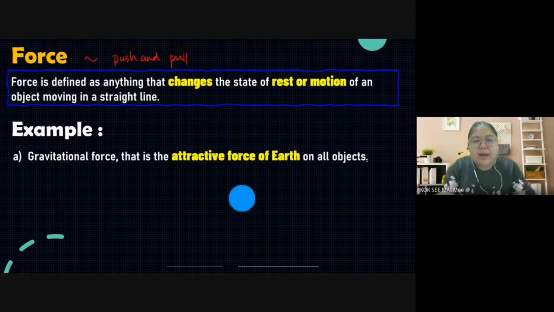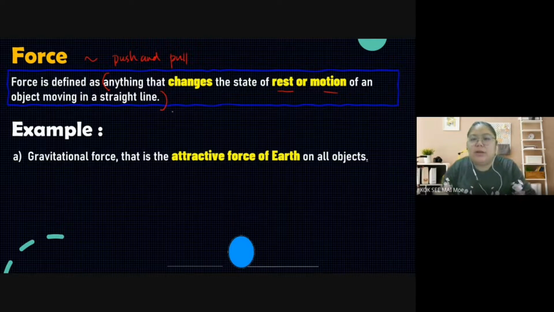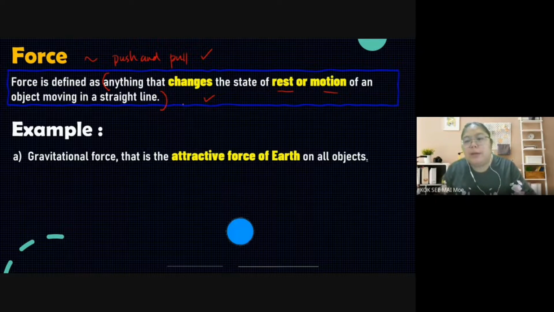The force is defined as anything that will change the state, either rest or motion, of an object moving in a straight line. So this one is another definition for the force. This one can be accepted, this one also can be accepted. For force, we cannot mention the formula. Although we know the formula, we cannot explain the formula.